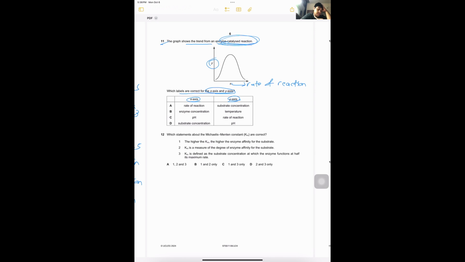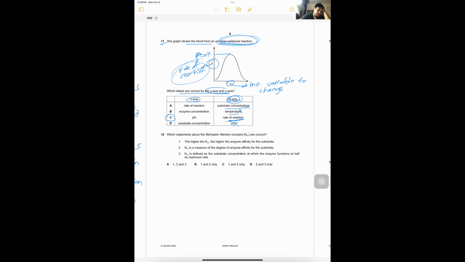No, sorry, what am I doing? That is not the rate of reaction, so sorry. This one is the rate of reaction. At this point it reaches a peak, and this is the variable to change. So this is the variable that will change to observe the rate of reaction. So the y-axis should be rate of reaction. So those are wrong. Okay, rate of reaction.